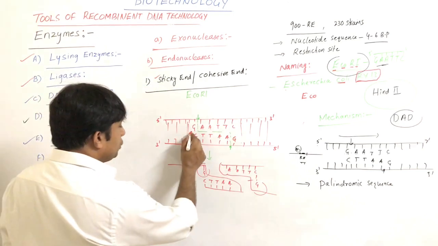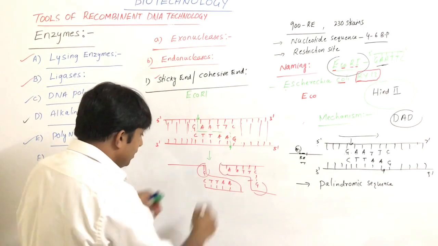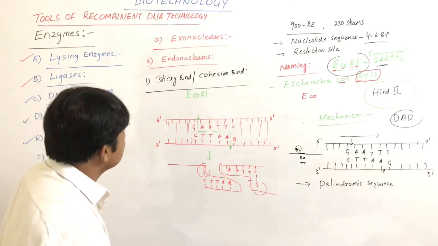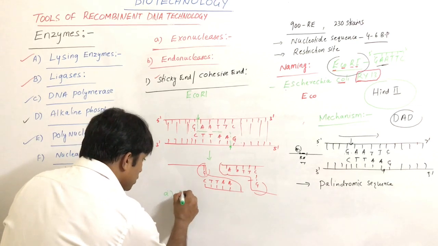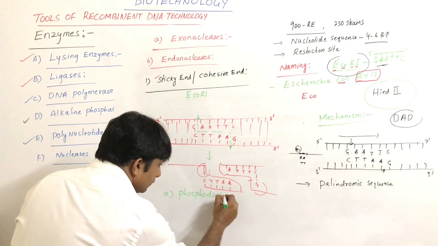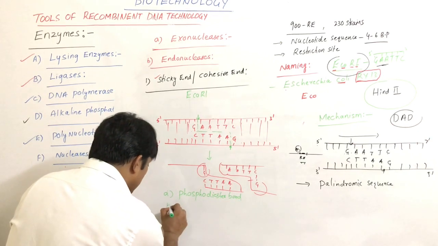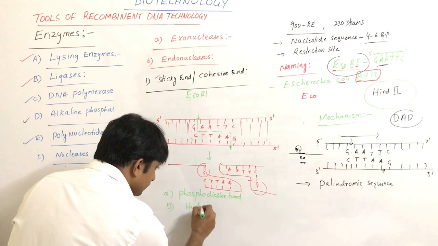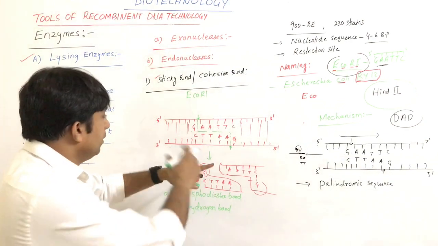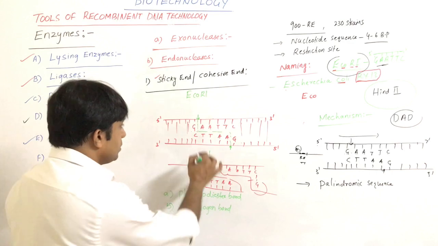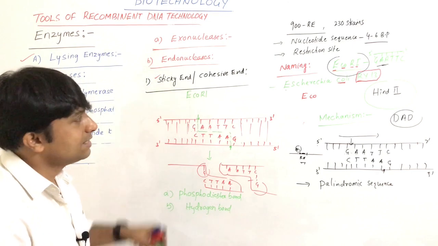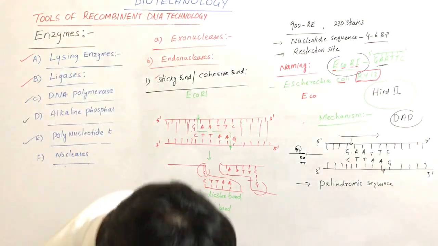Here, between the two nucleotides, the phosphodiester bond and also hydrogen bonds are broken. What are the bonds that are broken by the sticky end cuts? It is the phosphodiester bond and also the hydrogen bond, because when the hydrogen bond between the two strands is broken, it becomes single strands. So both phosphodiester and hydrogen bonds are broken in sticky end cut. Fine. There is one more method.